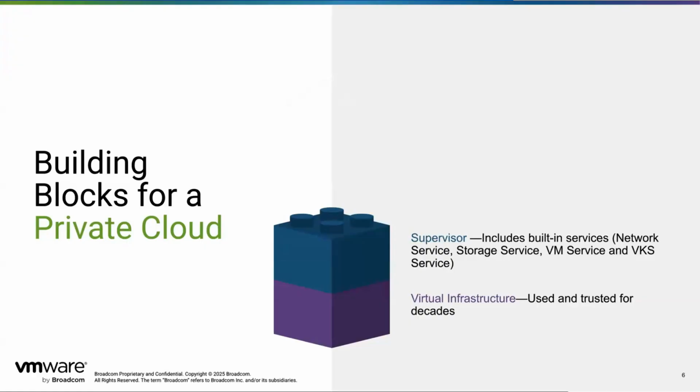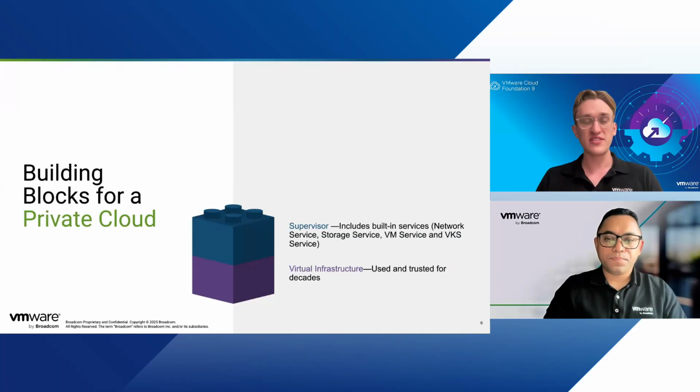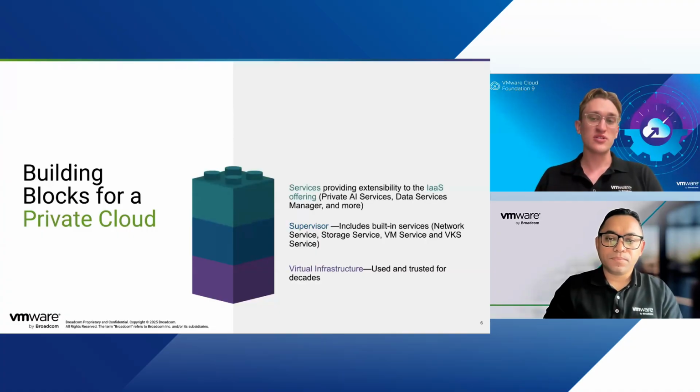On top of that, we have our control plane, which we call supervisor. And this enables us to deliver network services, storage services, VM service, Kubernetes, all of these different types of services in the same way that a public cloud might. On top of that, what you're seeing us do is add more and more rich services for databases and AI on top of that, and more will come over time.